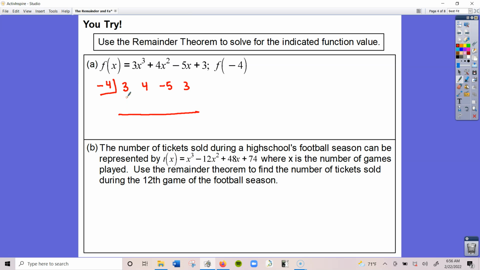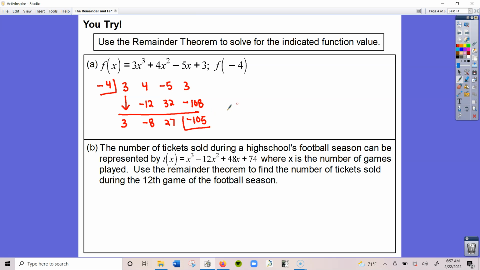Again, I'm not missing any terms, so I don't need to worry about that. Bring down the 3. 3 times negative 4 is negative 12. 4 minus 12 is negative 8. Negative 8 times negative 4 is 32. Negative 5 plus 32 is 27. 27 times negative 4 is negative 108. And 3 minus 108 is negative 105.